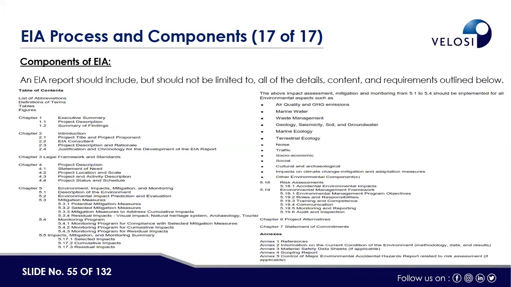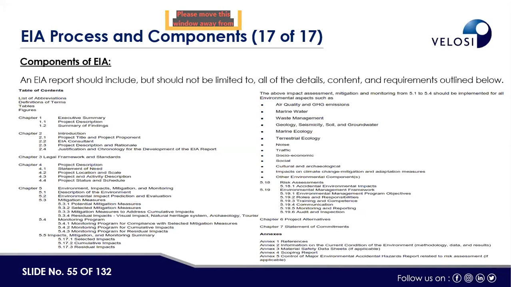Then environmental impact prediction and evaluation. On the basis of the project activities and the description of the environment, we have to predict what are the impacts that can arise due to the project activity, and what is their significance, whether it is low, medium or high. And then after prediction and evaluation, we have to mention mitigation measures.